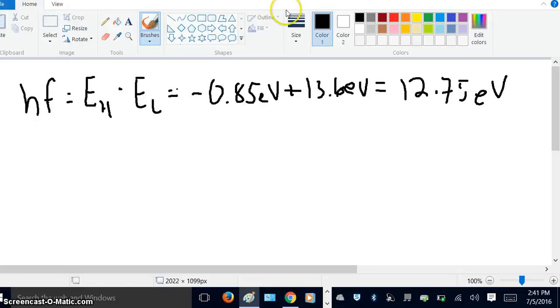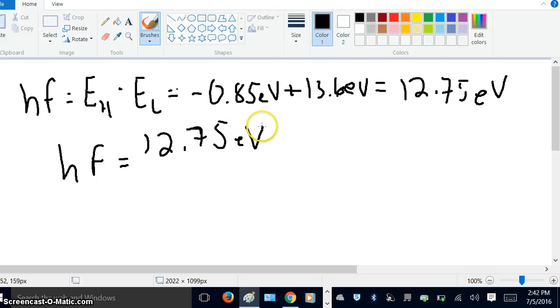Alright, let's finish up this problem. So we're looking for the frequency. I'm actually going to also look for the wavelength once we solve this. So we're almost done. So h times f, Planck's constant times the frequency, is 12.75 electron volts, and we need to convert that to joules, right?